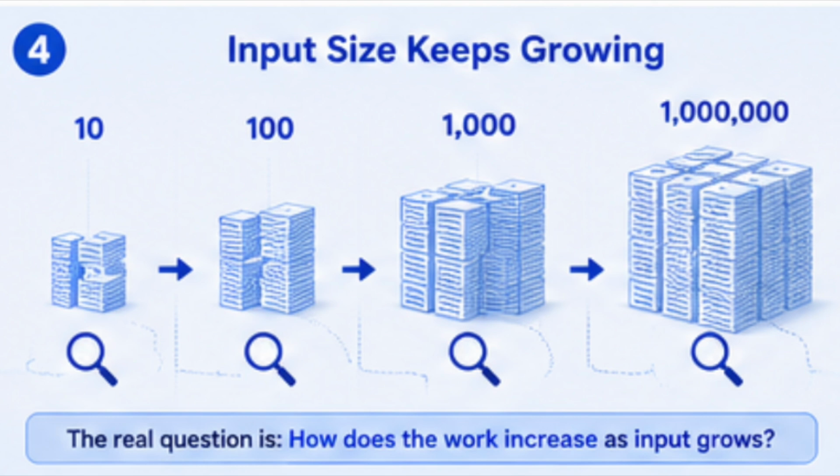Imagine you are searching for a name in a notebook. If there are only 10 names, finding someone is easy. If there are 1000 names, you will spend more time. With 1 million names, the same approach becomes much slower. The important question isn't how many seconds, it's how does the work increase when the input increases. That's exactly what Big O measures.